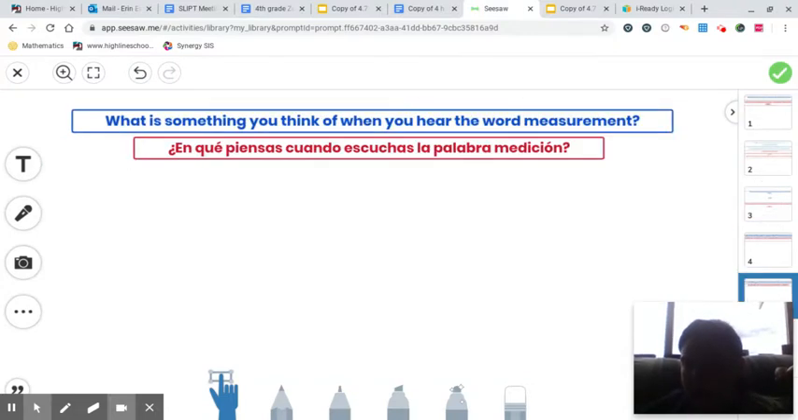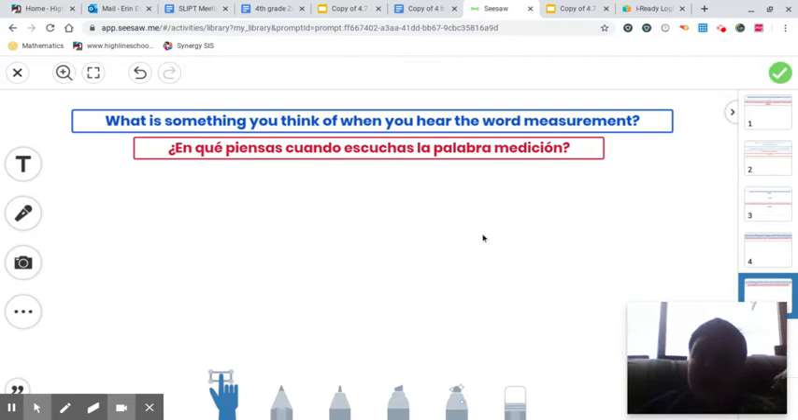Now, let me move my screen a little bit here. The last one is, what is something you think of when you hear the word measurement? It's like a journal. When you hear the word measurement, what does it make you think of? Please, my friends, ask me any questions. Check in with me. I'm going to be working on some office hours so you can check in with me on this, anything that would help you. But please remember, this is a pretest. So if it's giving you a hard time, all I ask is that you try. Thank you.